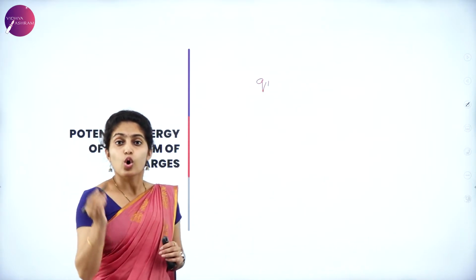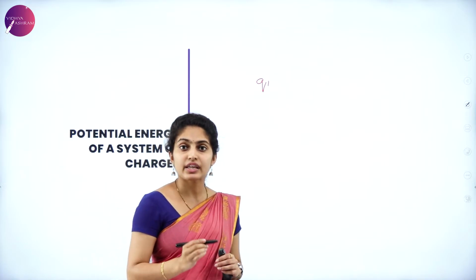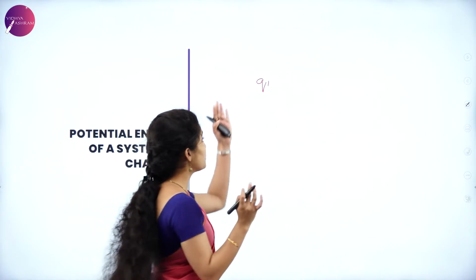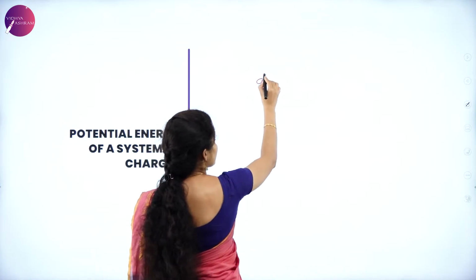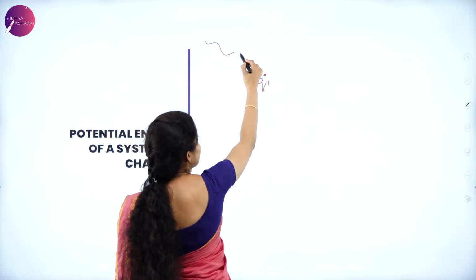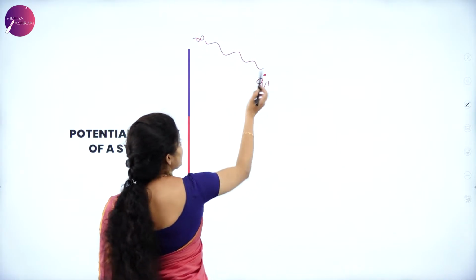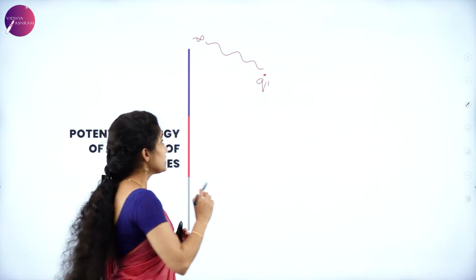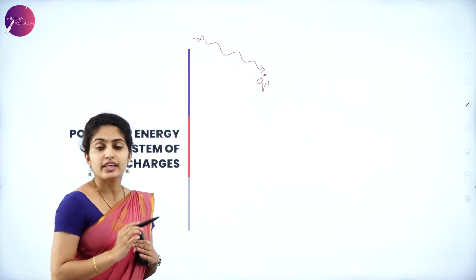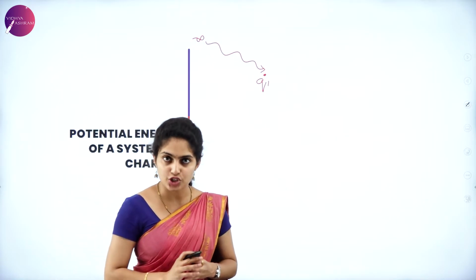Okay, so work done in bringing the unit positive charge from infinity to a point. This is a unit positive charge. From infinity, somewhere we are getting to this point. Okay, so this is known as a potential.